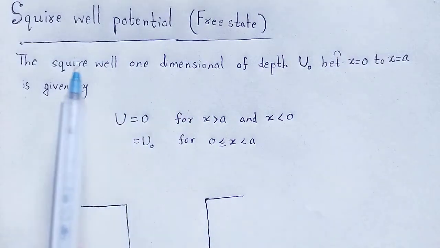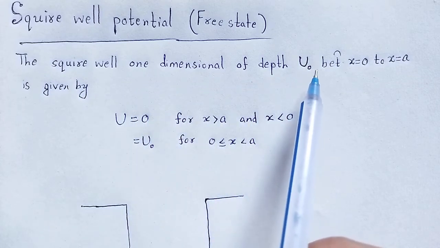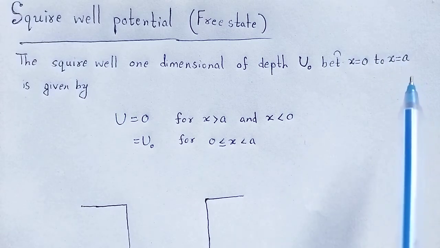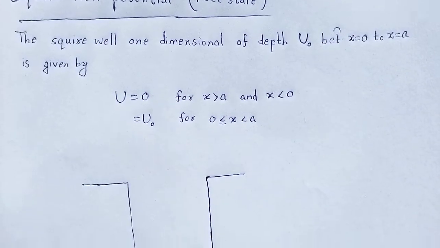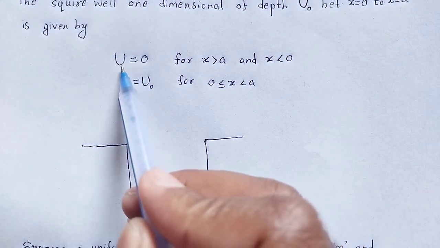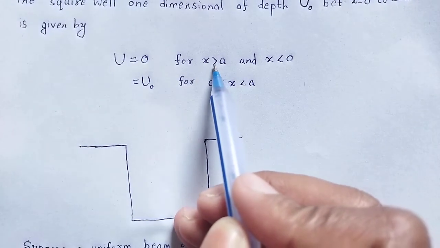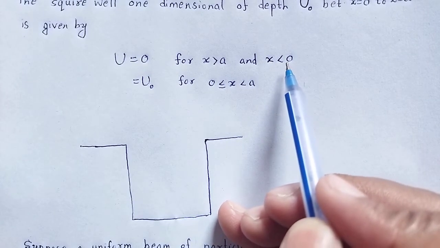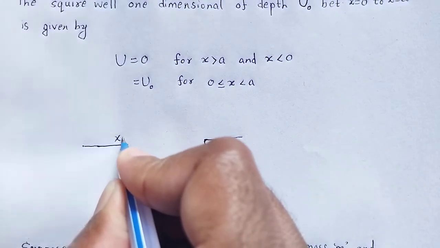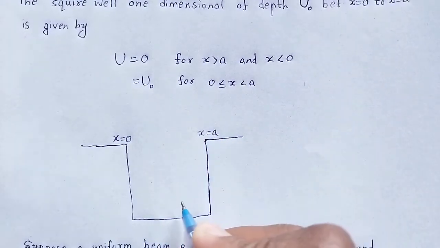when we consider the square well of one dimension of depth U naught between x equal to 0 to x equal to a, meaning we consider one dimension. That potential is given as 0 in the region x greater than a and x less than 0, that is x equal to 0, that is x equal to a.